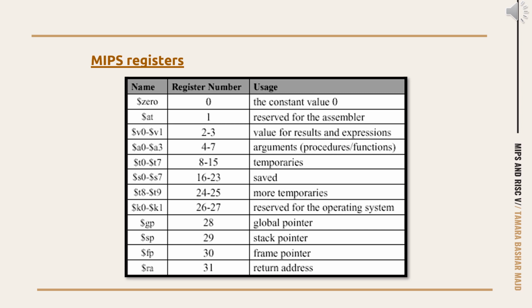We then have the registers numbered 26 and 27 that are reserved for the operating system. Register number 28 is the global pointer. Register number 29 is the stack pointer. Register number 30 is the frame pointer, and the final register, number 31, is the return address.